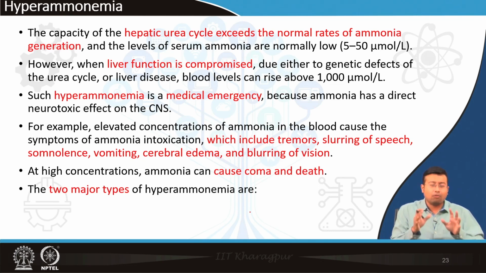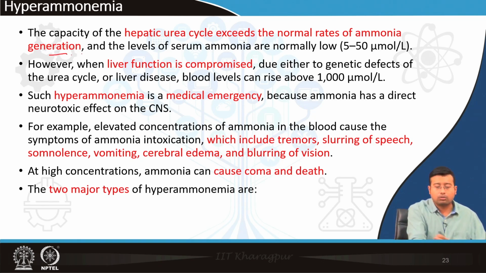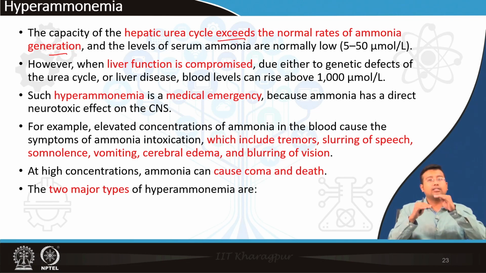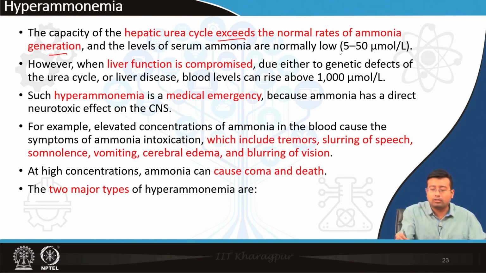a condition where there is an excess amount of ammonia. So, generally it does not happen. Why does it not happen? Because the hepatic urea cycle, that is the utilization or conversion of ammonia to urea, generally exceeds the amount of ammonia production. So when the excretion is more than the production, naturally the amount of serum ammonia is usually very, very low, 5 to 50.